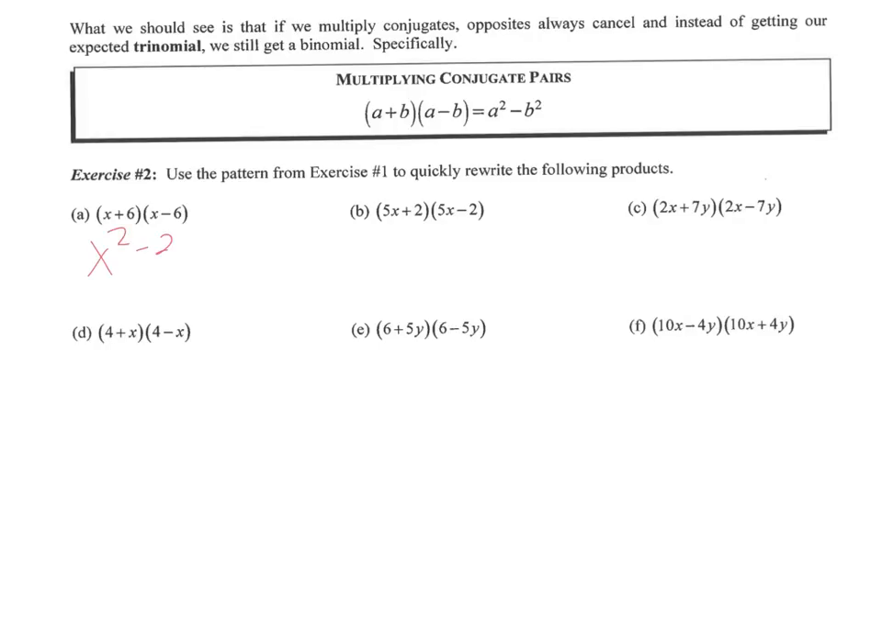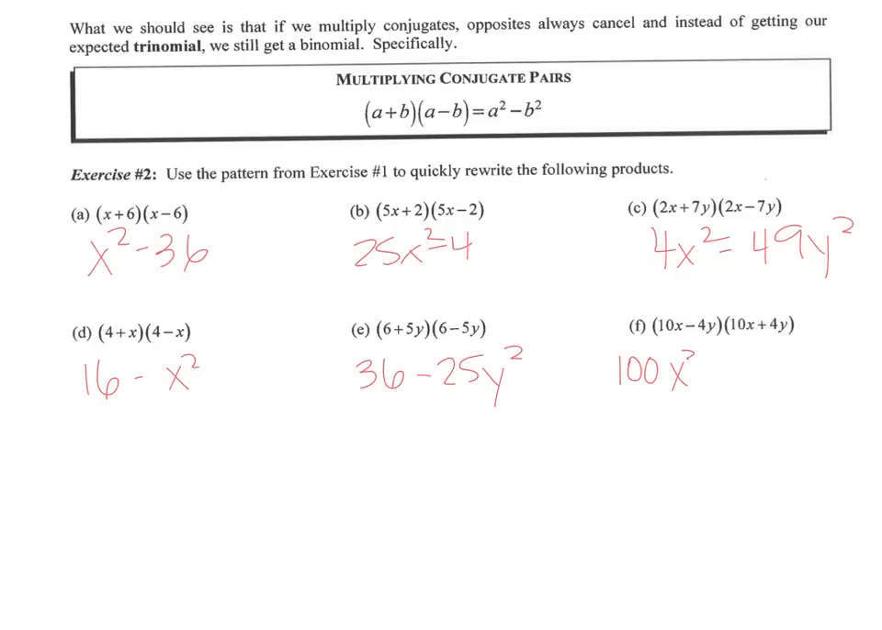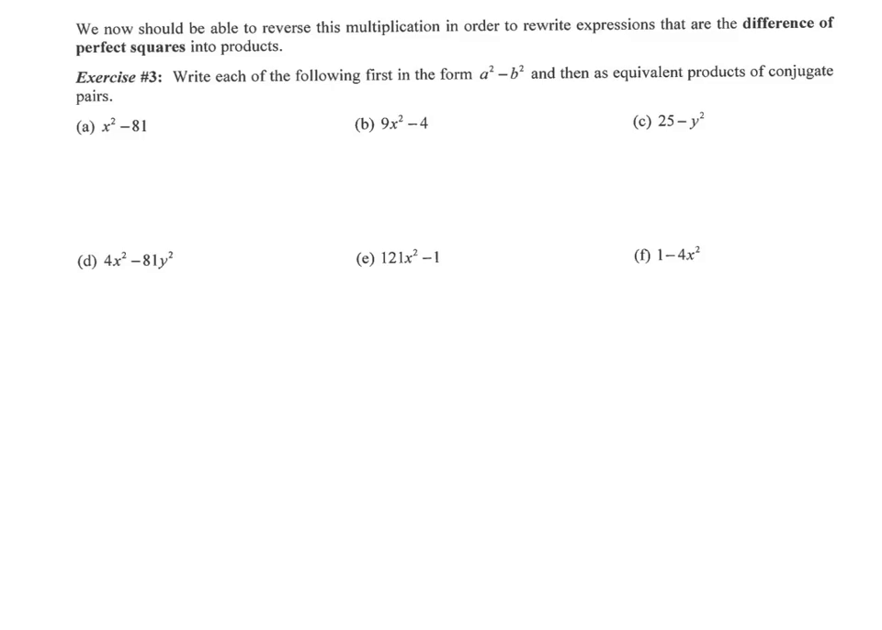X squared minus 36, 25x minus 4, x squared, sorry. 4x squared minus 49y squared, 16 minus x squared, 36 minus 25y squared, 100x squared minus 16y squared. So we should be able to reverse them.